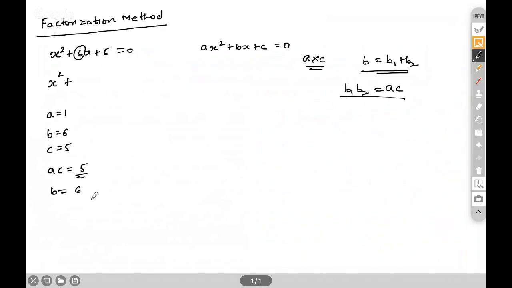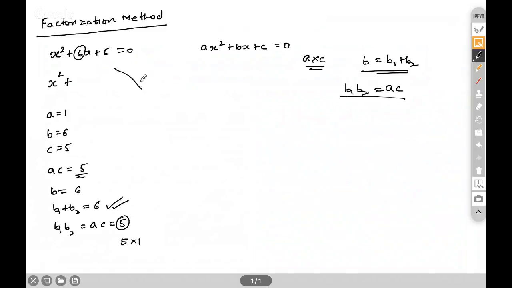Now, I have to break 6 into two terms, into two parts, such that b1 plus b2 is 6. And b1 times b2 must be equal to ac, which is 5. Now, a and c are integers, okay, and 5 is a prime number. So the only way you can factorize 5 is you can write 5 into 1, right? So hence, b1 becomes 5 and b2 becomes 1. If you see, it clearly satisfies this relationship.